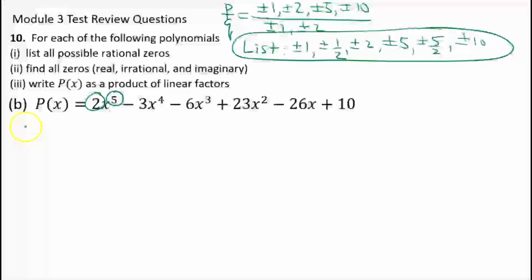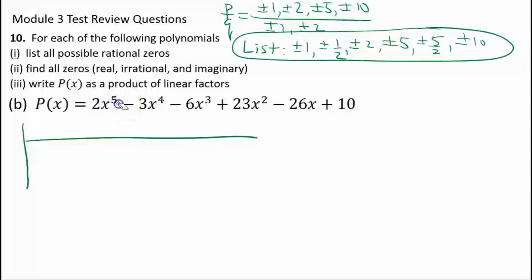Now I'm going to come down here and start checking the list, right? So my coefficients go across the top. Okay, make sure everybody's represented. There's a 5, a 4, a 3, a 2, a 1, constant. Everybody's there. So I'm going to list the coefficients: 2, -3, -6, 23, -26, and 10. Okay? What out front? Just start with your list. I'm going to check 1.